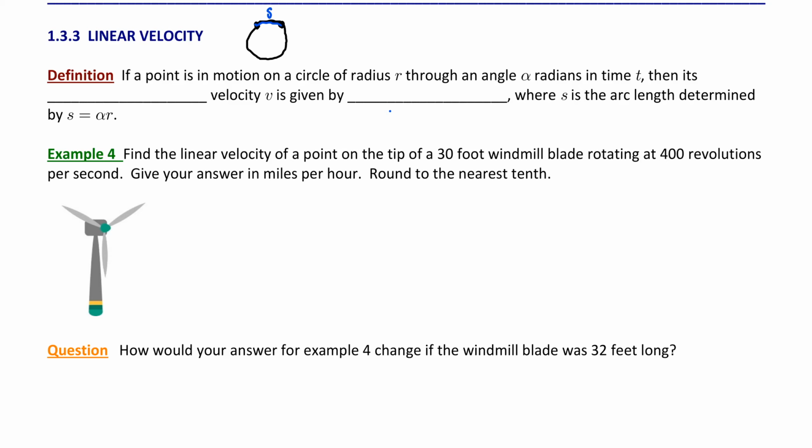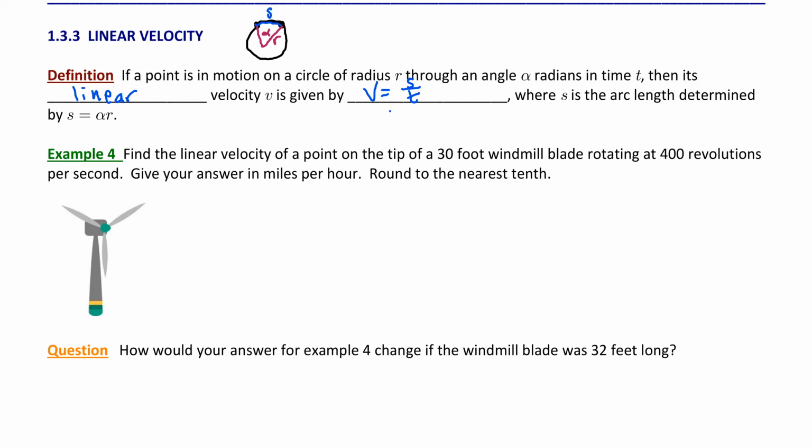Here's the definition of linear velocity. If a point is in motion on a circle of radius r through an angle alpha radians in time t, then its linear velocity is given by v equals s over t, where s is the arc length, and remember we have a formula for that, s equals alpha r. So as the object in motion moves across that arc that we've labeled S, the angle that subtends that arc we're calling alpha, and the radius of that circle is r.